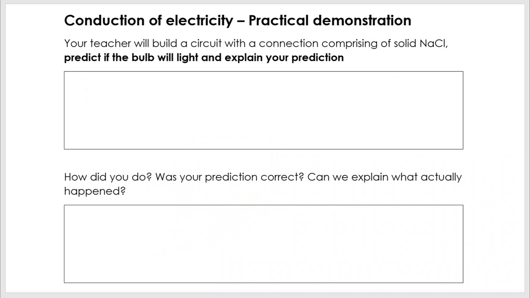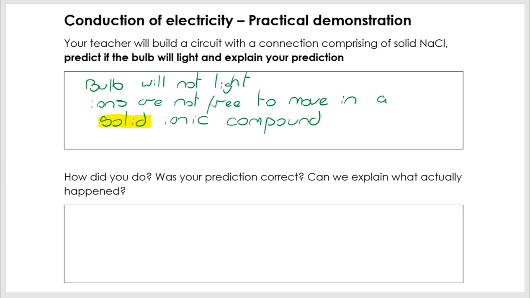We're also going to need to understand whether ionic compounds conduct electricity. And this is a practical that I do when I'm teaching it in a lab, but we can have a think about what would happen. If I take solid sodium chloride and I try to use it to complete a circuit, what do we think will happen? And what will happen is nothing. The bulb will not light. The reason, the ions are not free to move in a solid ionic compound.